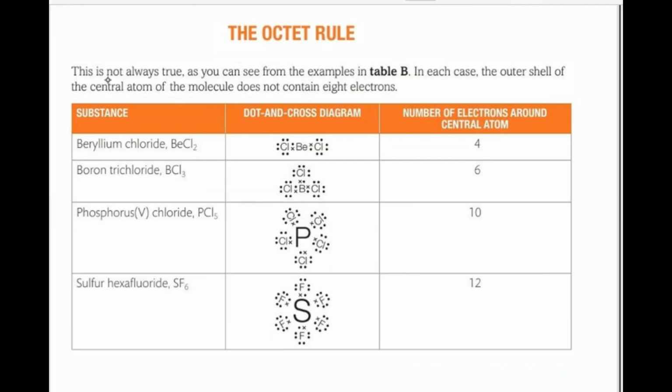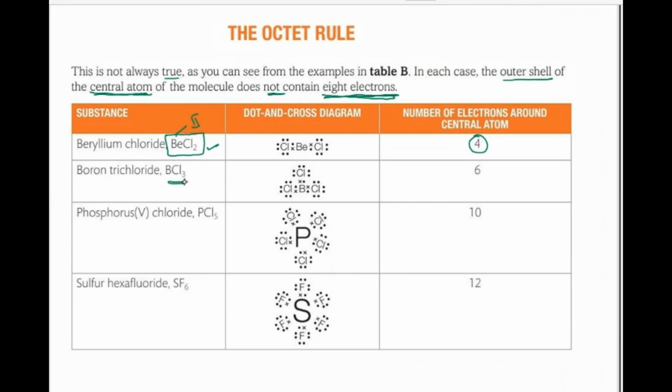Now it says that this is not always true, as you can see from the examples given down here. They're just talking about the outer shell of the central atom, right? Though they are covalently bonded, they are lacking in 8 electrons. They are not completely satisfied. The last shell doesn't have 8 electrons. So the first example is BeCl2. Beryllium comes from group 2, it has 2 electrons and it's sharing 1 electron from each chlorine. So the central atom has just 4 electrons.